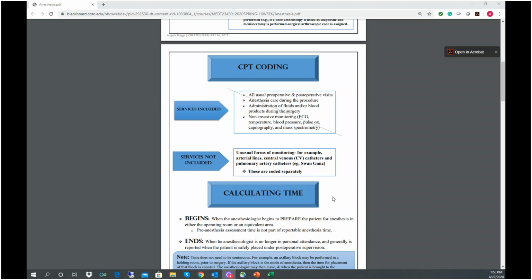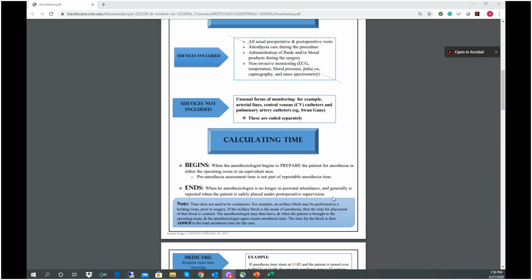To calculate time, it begins when the anesthesiologist begins to prepare the patient for anesthesia in either the operating room or an equivalent area. And pre-anesthesia assessment time is not part of the reportable time. It ends when the anesthesiologist is no longer in personal attendance and generally is reported when the patient is safely placed under post-operative supervision. Note here, time does not need to be continuous.